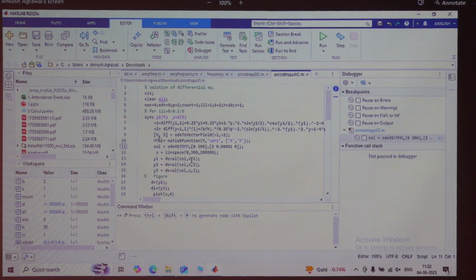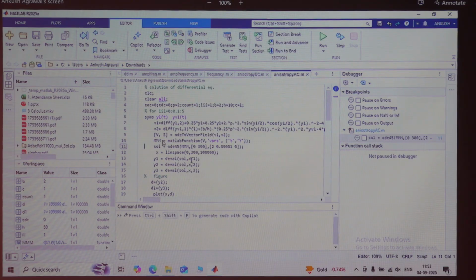So there is a syntax, directly V comma S equals ODE to vector field. It means convert the ordinary differential equation to a vector field, which you will store in V comma S. In V, your V1, V2 will come, and in S, your solution will come. Whose solution do you want? The solution of V1 comma V2, the two equations. You are trying to follow this step by step? Okay.